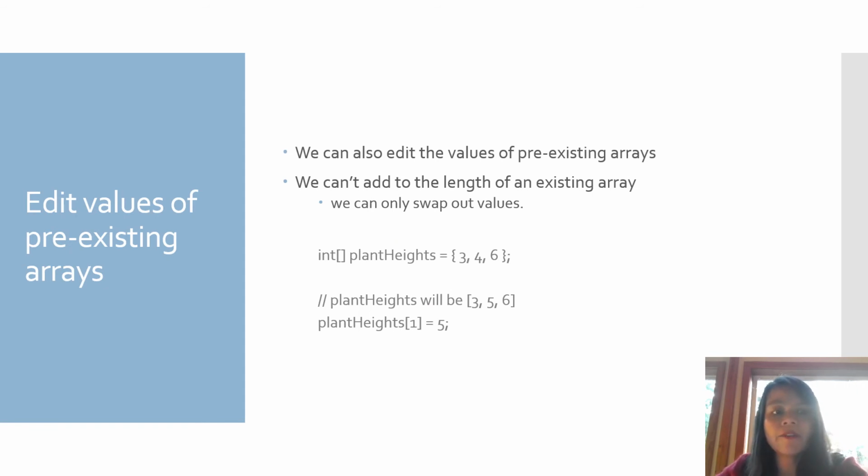So, editing values of pre-existing arrays. We can also edit the values of pre-existing arrays. We can't add to the length of an existing array. We can only swap out values. So for example, if you already have this 3, 4, and 6, you can still change the one at index 1 to 5. So now instead of 3, 4, and 6, 4 becomes 5. You can change the values, but you can't change the length. You can't add another value, a new value in there at the end.